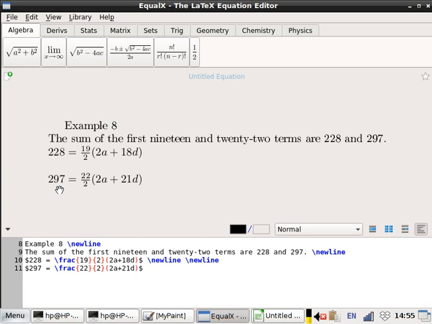So just on your calculators, just type in 228 times 2 and then divide it by 19 and tell me what you get. 228 times 2 divided by 19. 24. So I can simplify this equation down into 24 equals, if I just bring the 2 up and the 19 down. Now what should I do with the second one? I'll do the same thing. I'll bring the 2 up and the 22 down. So what's 297 times 2 divided by 22? Is it 27?